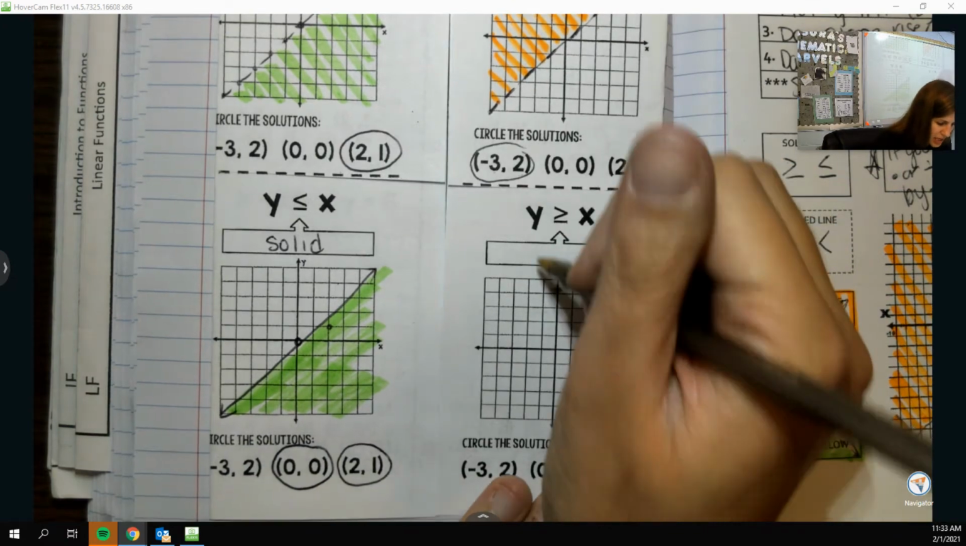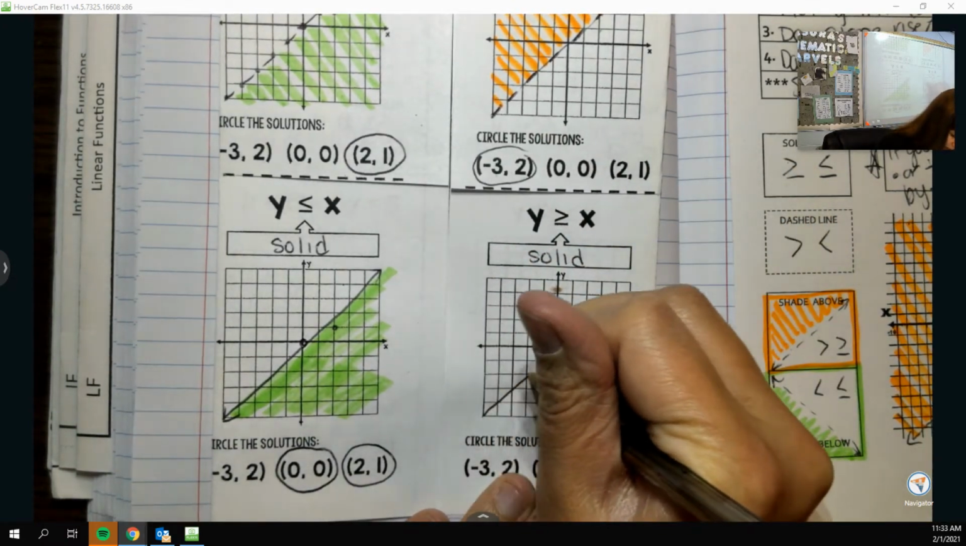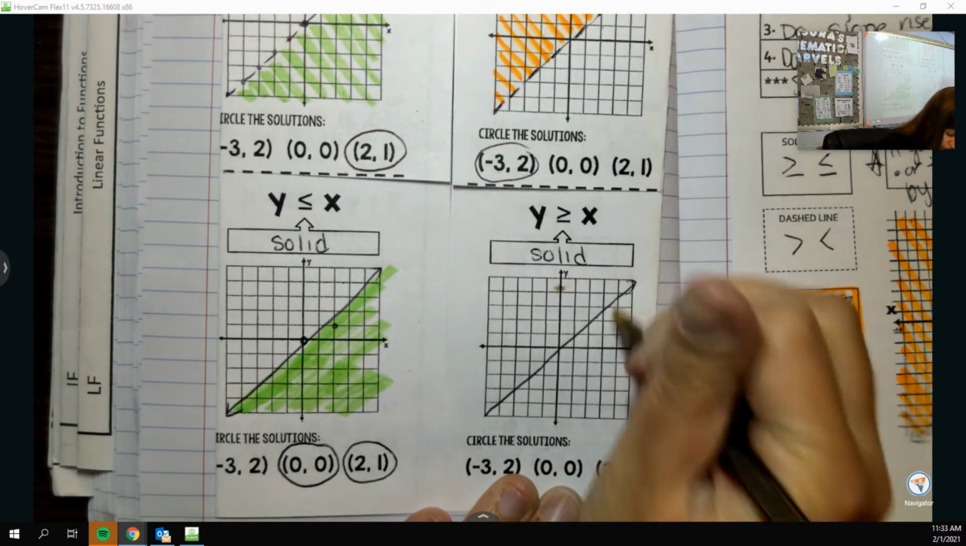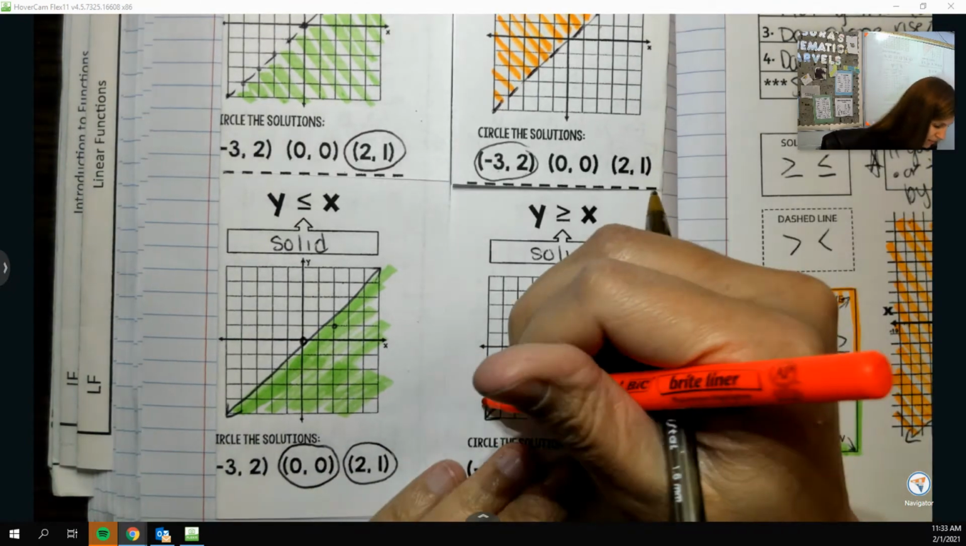And then last but not least here, this one here would also be a solid line because it's equal to, we got this line here. Let's do a better job. I should have grabbed a straight edge. But in this case, it's greater, so I shade above.